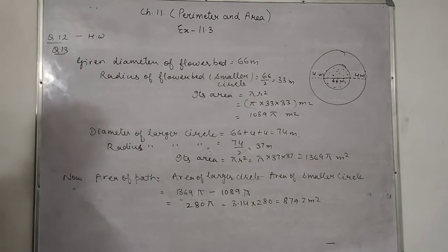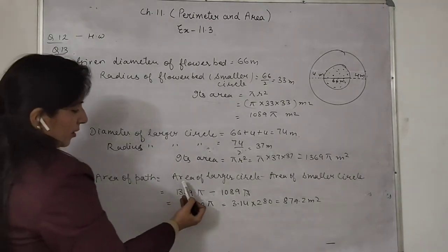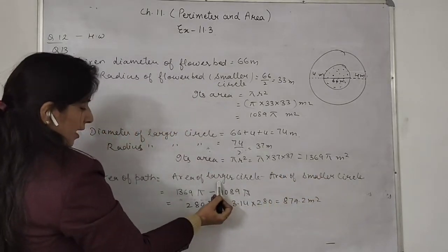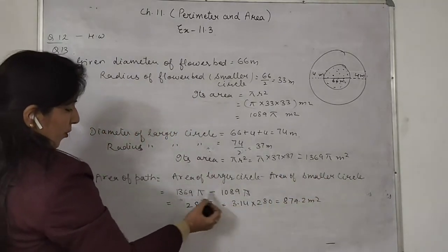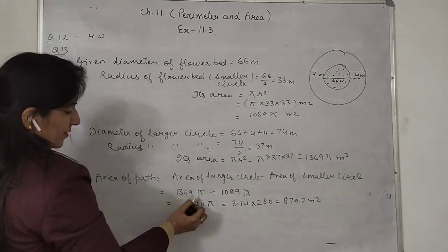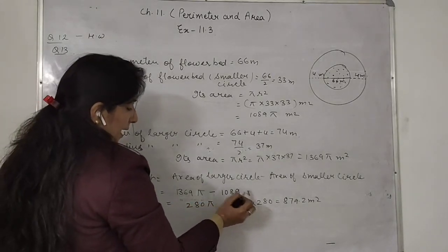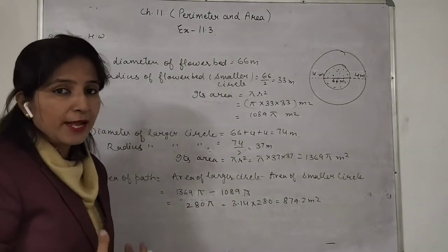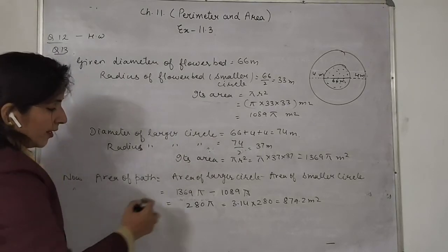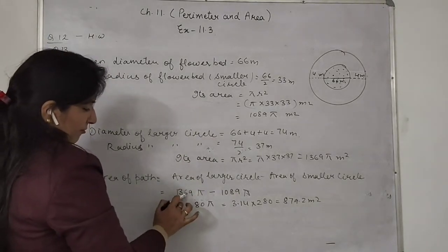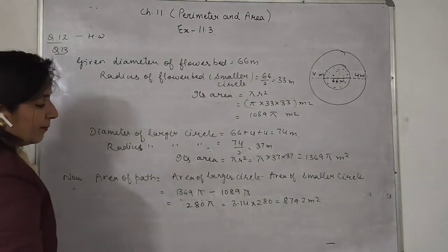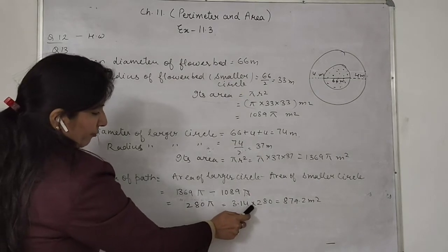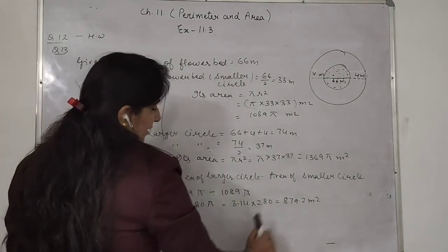Now area of path we need to calculate. So for area of path, we need to just subtract the area of smaller circle from the larger circle. So now put the values: 1369 pi minus 1089 pi. Now pi will remain pi only, as we used to do with algebraic factors like x. Okay, so it is pi only. So if we subtract this from this, the answer is 280 pi. Now we will just put the value of pi 3.14 into 280, and after solving, 879.2.